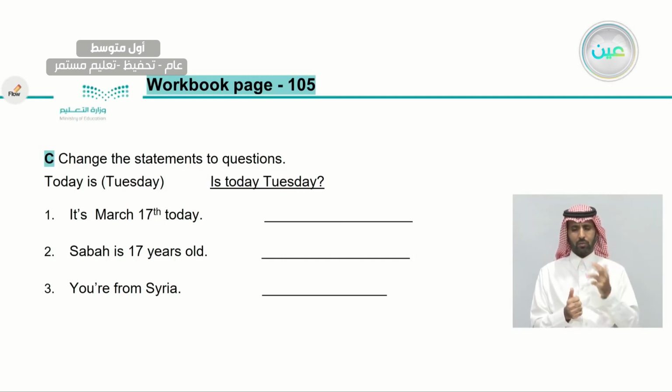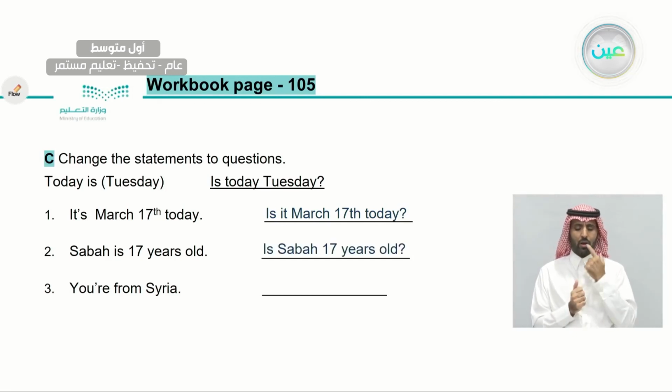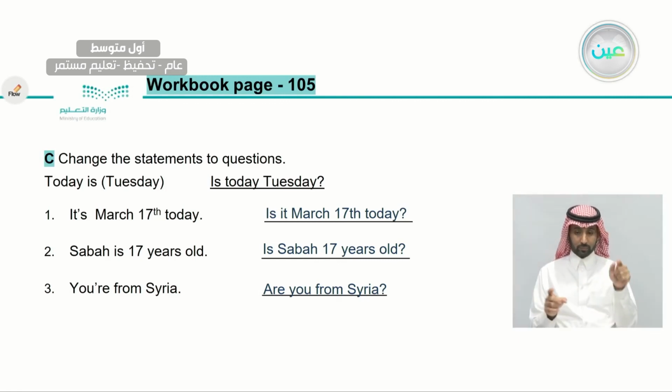Number 1, it's March 17th today. I want to make it a question. Is it March 17th today? It's a yes/no question. Number 2, Sabah is 17 years old. Is Sabah 17 years old? Yes or no question again. Number 3, you're from Syria. A name of a country. You want to make sure, yes or no question. Are you from Syria? Followed with a question mark.